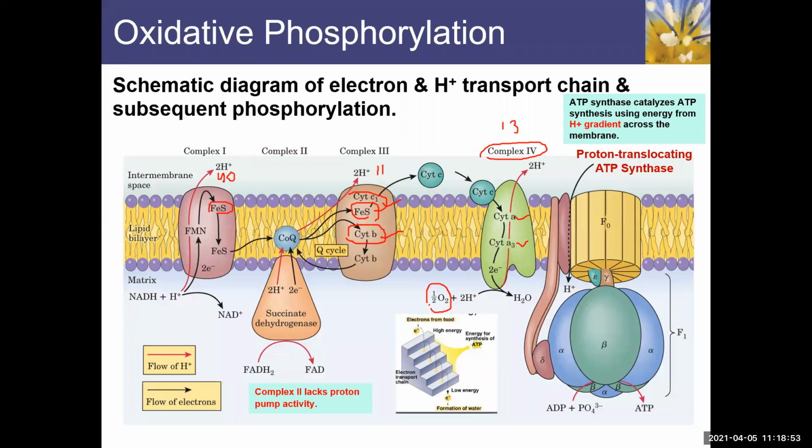A very, very important point. Sometimes the question says, which is the final acceptor of the electron? So you have to say oxygen is the final acceptor of the electron. When it accepts the electron and accepts the proton, it converts it into water. This is a very important thing which you have to remember here.